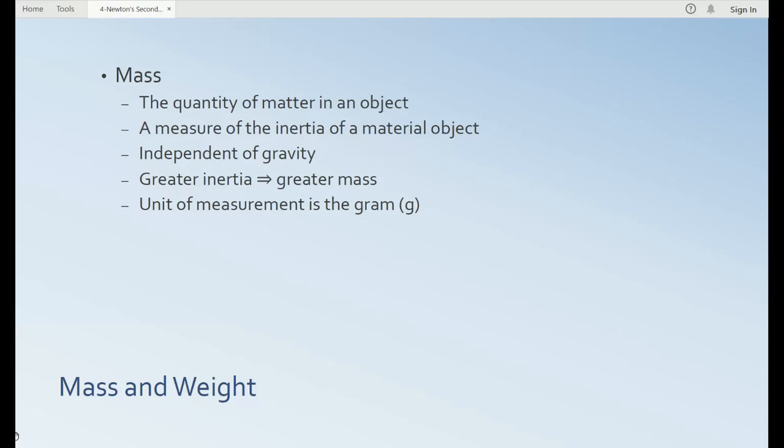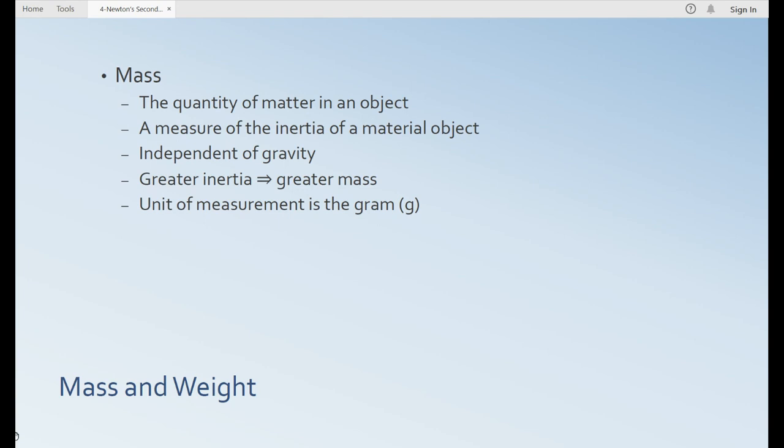Another thing we have to take into account when we're talking about acceleration is how much mass our object has. Mass is just a measure of the quantity of matter in an object, and it can also be considered a measure of the inertia of an object. When we talk about matter, we talk about an object that has mass, that takes up space, and all objects have an inherent amount of inertia. That's a quality of matter, of mass.